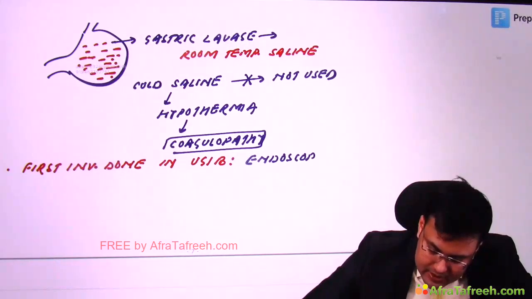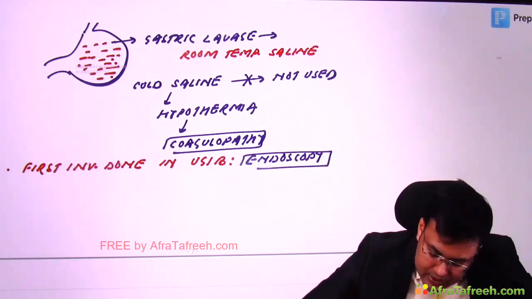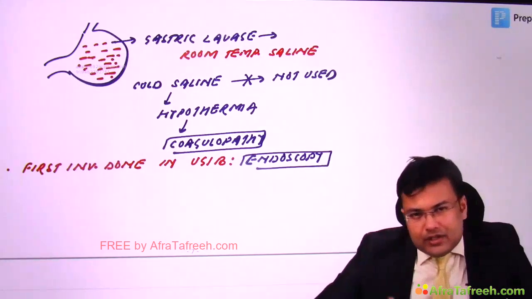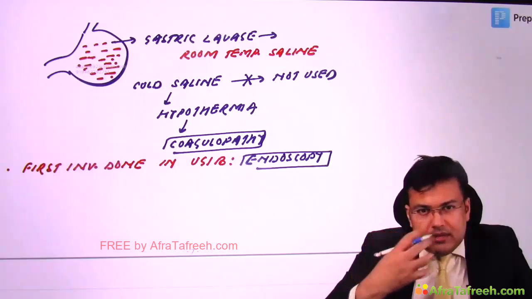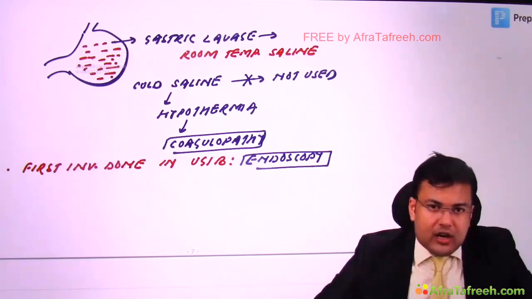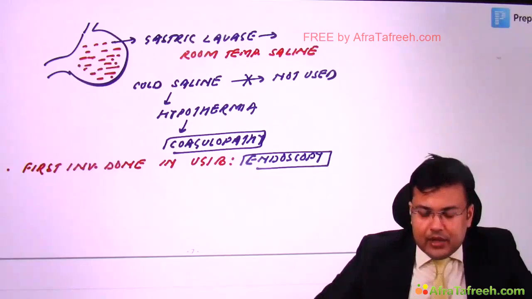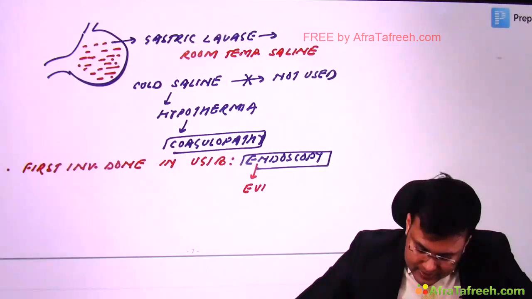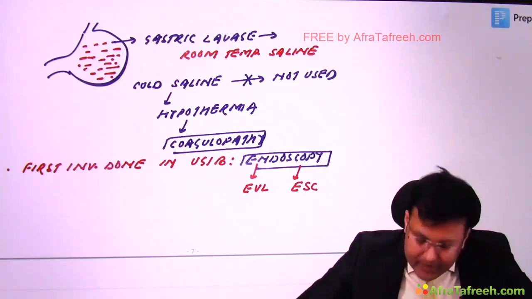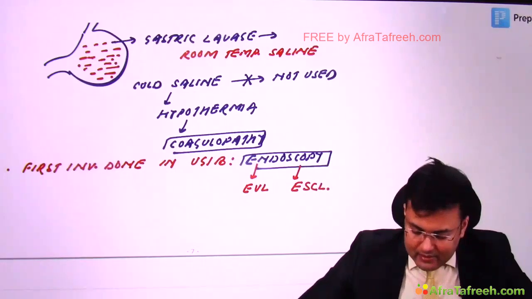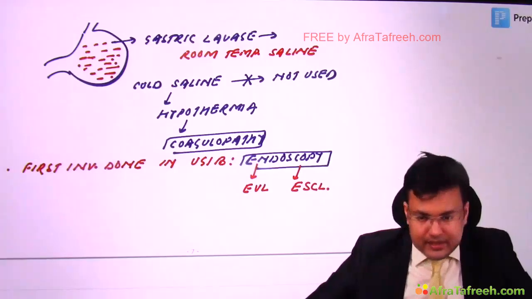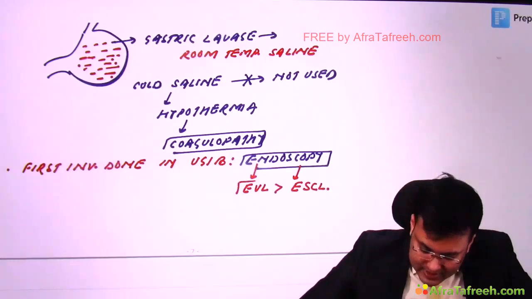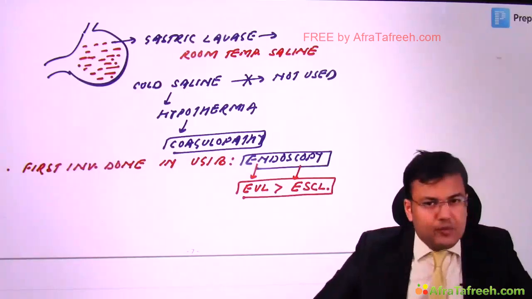Now what is the advantage? This endoscopy is both diagnostic and therapeutic. Why? Because in majority of cases you can control the bleeding by endoscopic variceal ligation or endoscopic sclerotherapy. So we have two options. Clear? Which one is preferred? Endoscopic variceal ligation is preferred over endoscopic sclerotherapy.